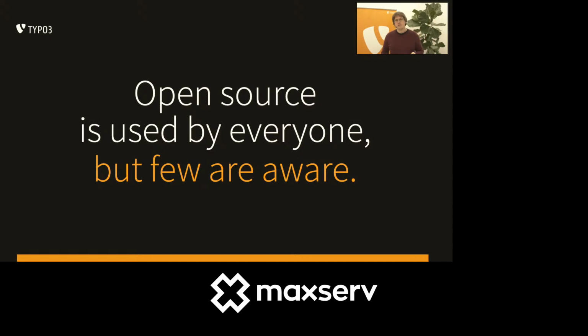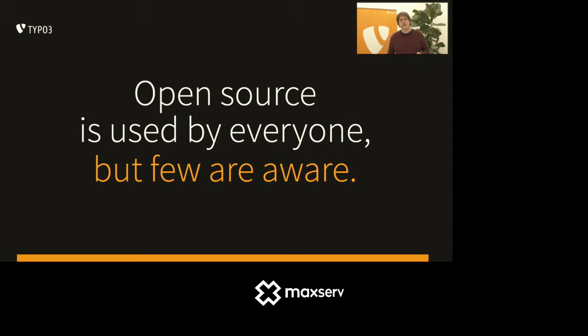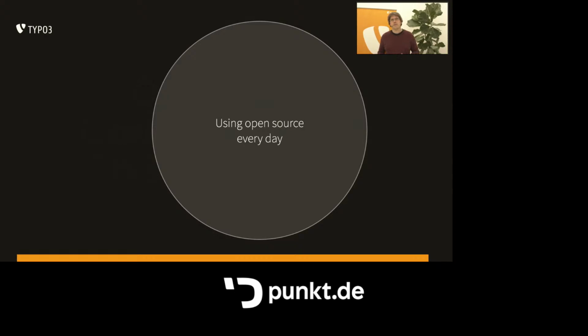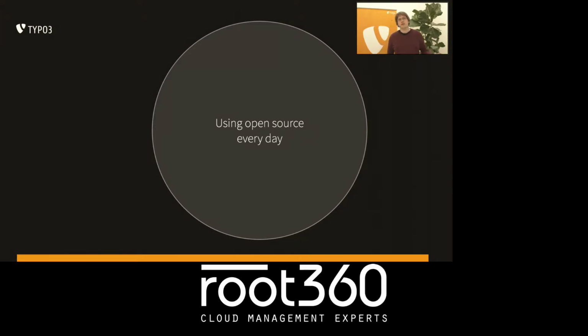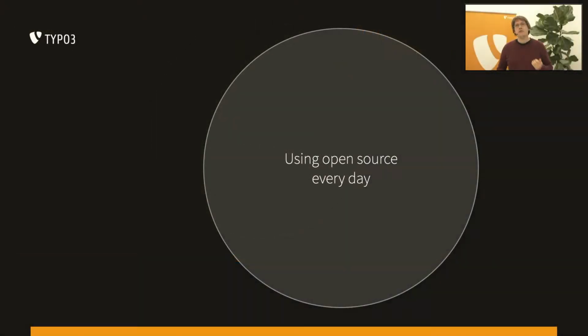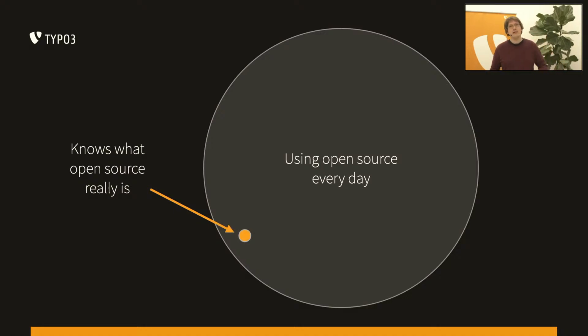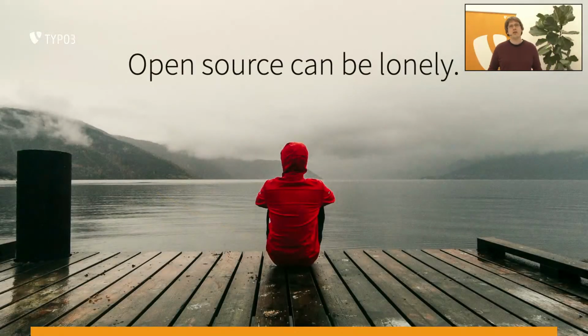So to illustrate this, we can make a very nice Venn diagram here. These are all of the people who use open source every day. So that's everyone who uses the internet. So 1-2 billion people maybe more. And then the people who know what open source really is, that's like a teeny, teeny, teeny, weeny percentage of that amount of people. From that perspective, it can seem like open source is really a very, very lonely business.